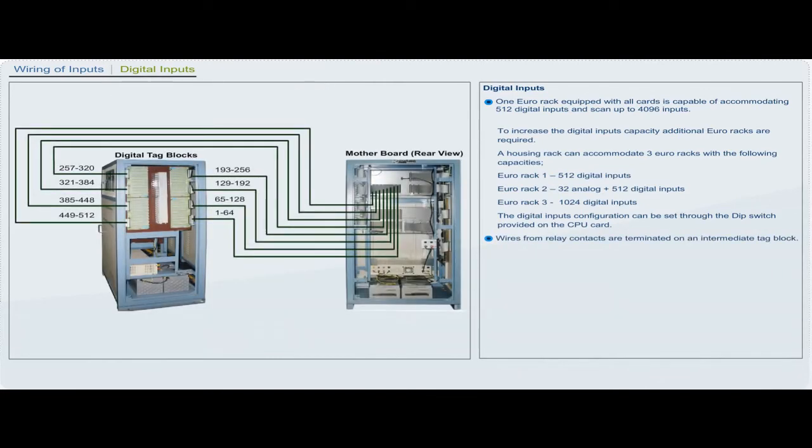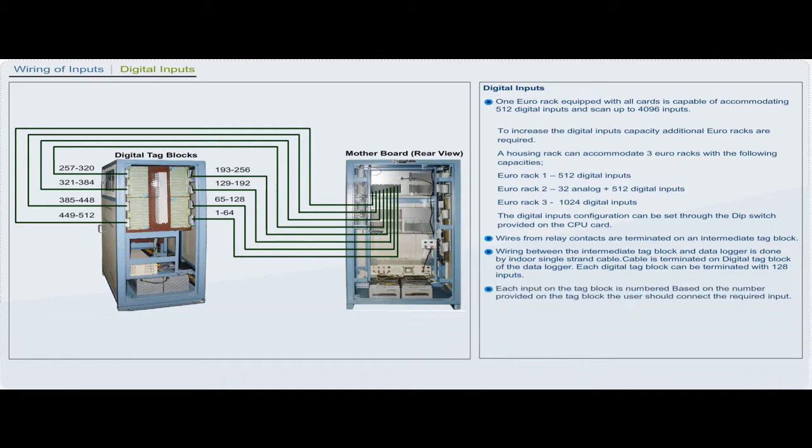Wires from relay contacts are terminated on an intermediate tag block. Wiring between the intermediate tag block and data logger is done by indoor single strand cable. Cable is terminated on the digital tag block of the data logger. Each digital tag block can be terminated with 128 inputs. Each input on the tag block is numbered. Based on the number provided on the tag block, the user should connect the required input.